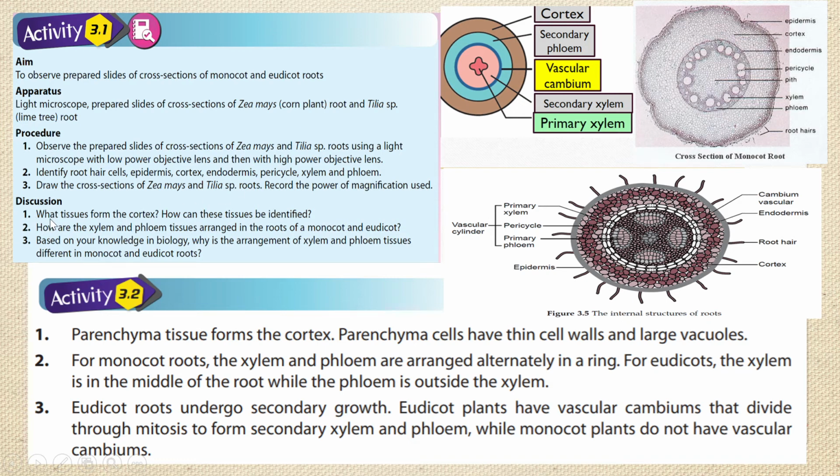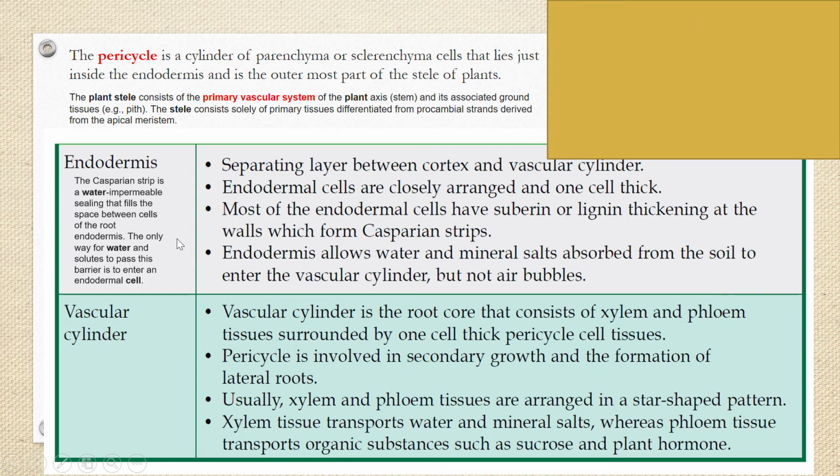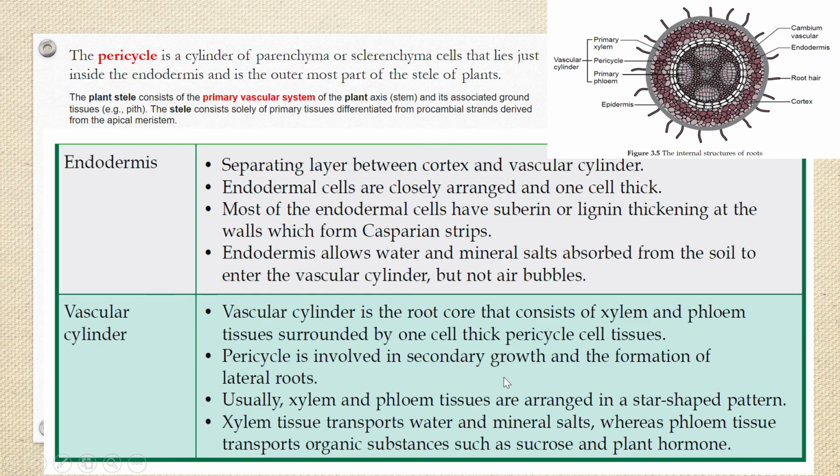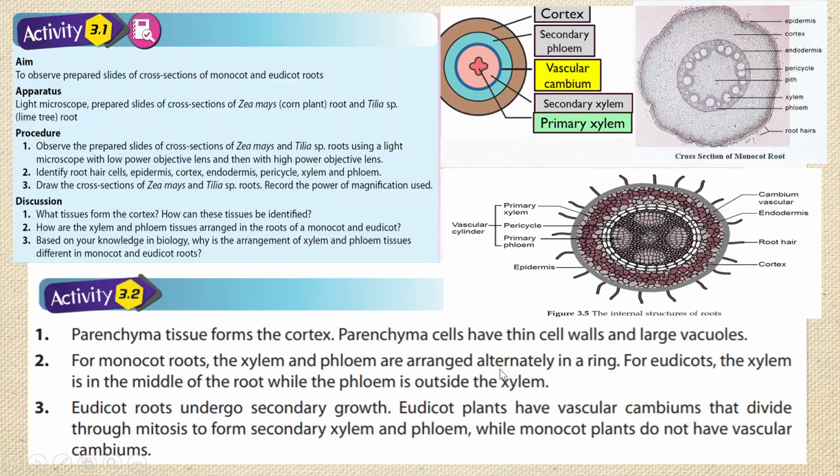Okay, so for the discussion, let's look at the questions. It says, what tissues form the cortex? Okay, just now we already saw that the cortex mainly consists of the parenchyma cells. So we can put our answers directly: parenchyma tissues are the main ones that form the cortex. Okay, how can these tissues be identified? The parenchyma cells have thin cell walls. You get to see the thin cell walls, unlike the sclerenchyma and collenchyma, and the vacuoles are big, for water storage.